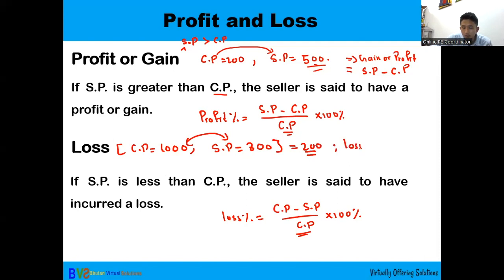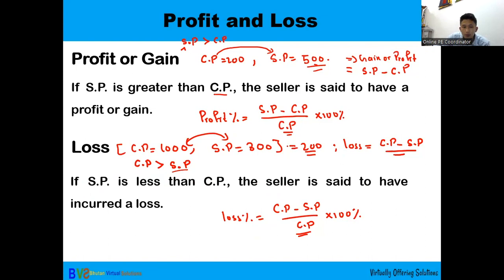So you find the loss by cost price minus selling price. In a loss, the cost price will always be greater than the selling price. The definition: if the selling price is less than the cost price, the seller is said to have incurred a loss. In the question, you will be asked to find the loss percentage, so you have to know this formula: CP minus SP divided by CP times 100.